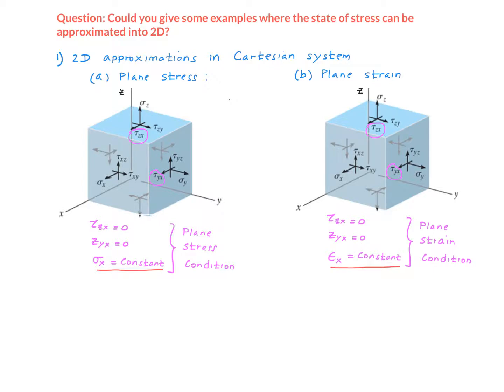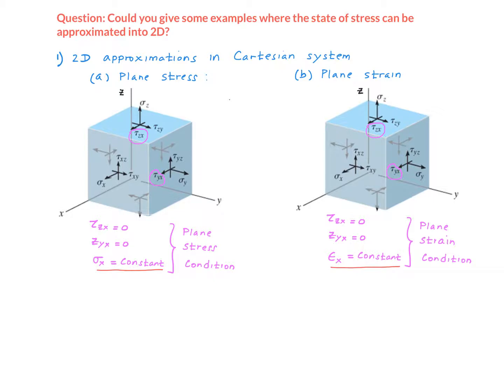Supposing, say, I take this three-dimensional state of stress and look at what's going on this plane right here, the X plane. If this is true on this X plane, then we say we have a plane stress condition. And on the other hand, if this is true on this plane, the X plane again, we say we have a plane strain condition. So what exactly is this?